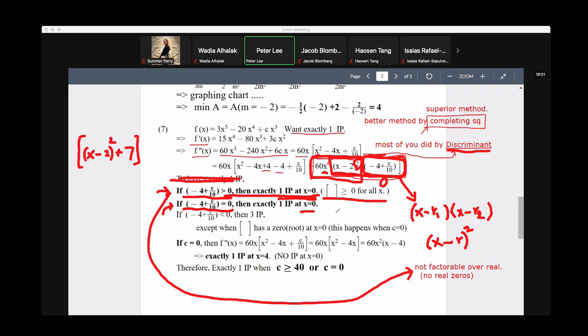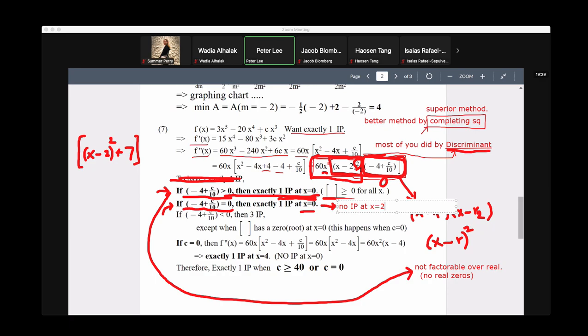So let me write this down. In this case right here, no inflection point at x equals 2. Again, no inflection point at x equals 2, even though at x equals 2 the second derivative is 0, but it's a double root. It's a double root, and therefore we do not get an inflection point. The sign around, before and after 2, does not change.